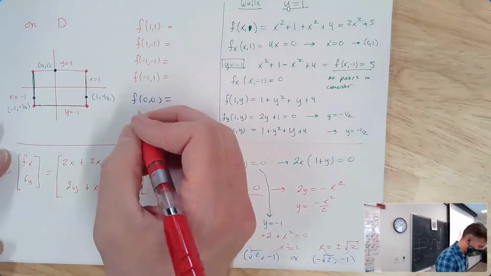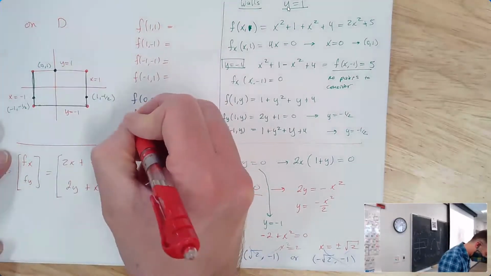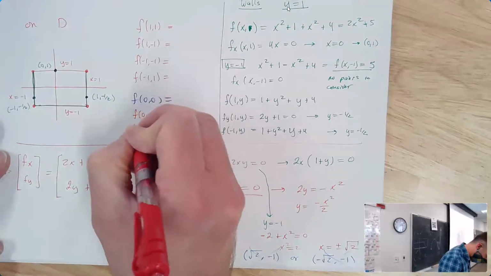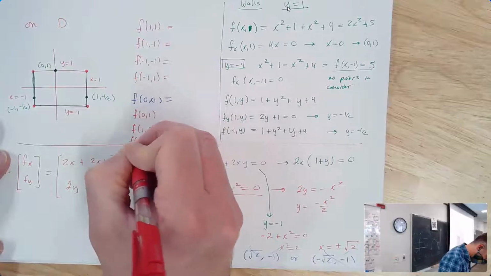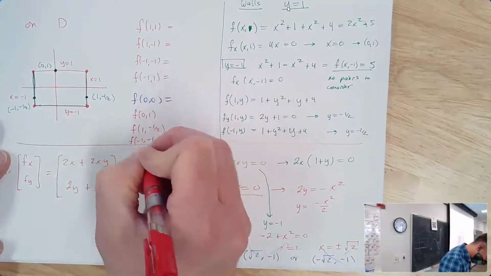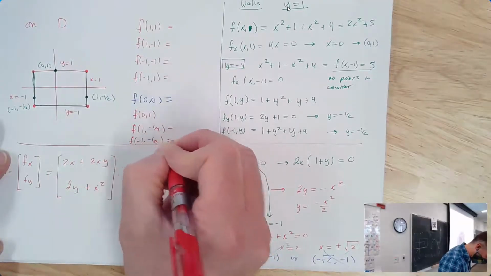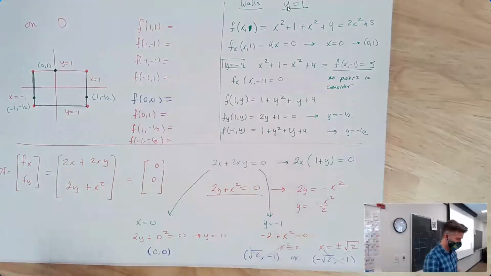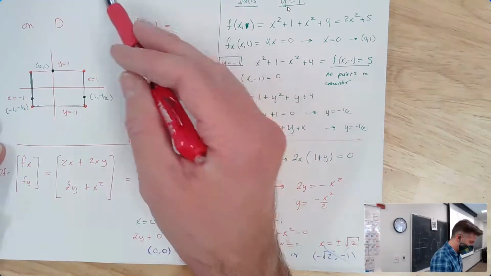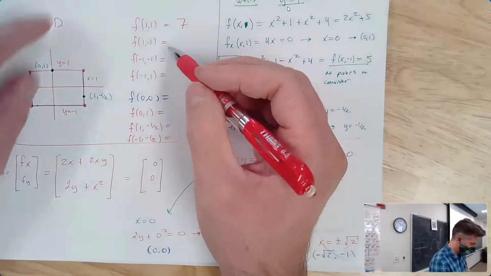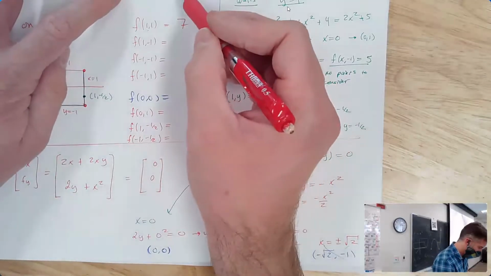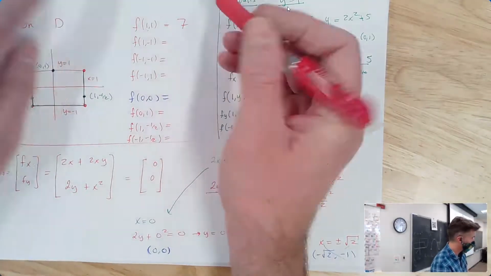So now we have to go back and check all of these. We're going to plug each of these into the original function. Let's do it quickly. So f of 1, 1 is going to be 1 plus 1 plus 1 plus 4. F of 1, -1 is going to be 1 plus 1 minus 1 plus 4, which is going to be 5.